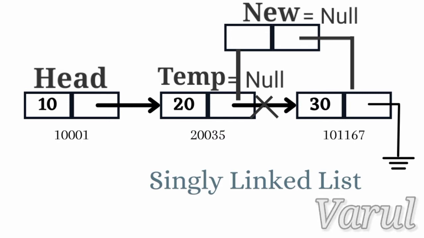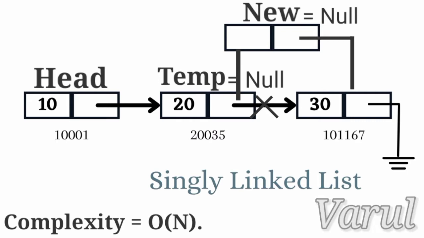Now talk about the complexity. So it is very simple. We have to traverse the linked list to the n-1th position. Therefore the time complexity will be big O of n.